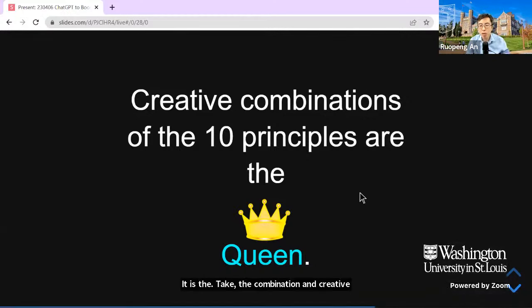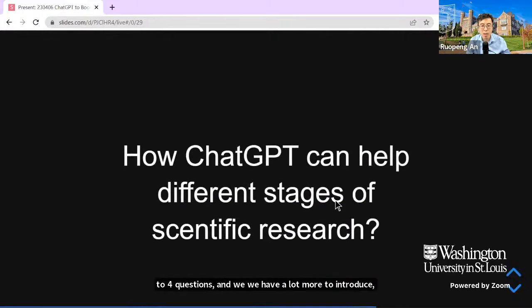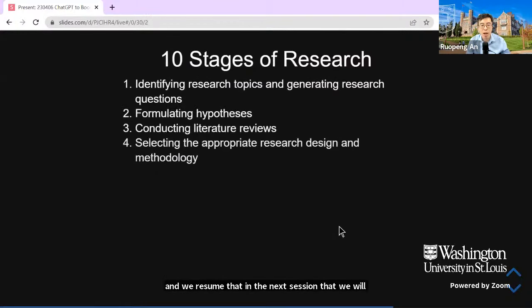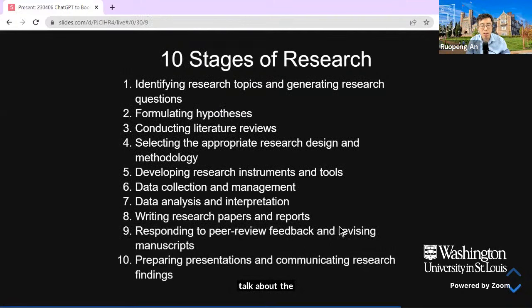Right? So that's probably where we stop, and we have about 10 minutes for questions. We have a lot more to introduce, and we'll resume in the next session, where we will talk about the 10 stages of research and how we can leverage the power of ChatGPT to address each of those 10 stages in your research. Okay, so we stop here.